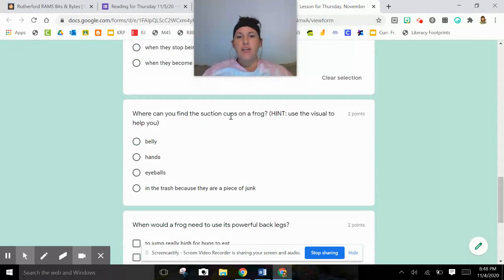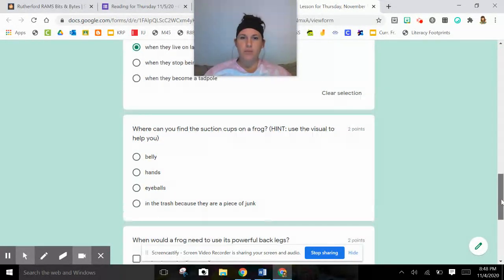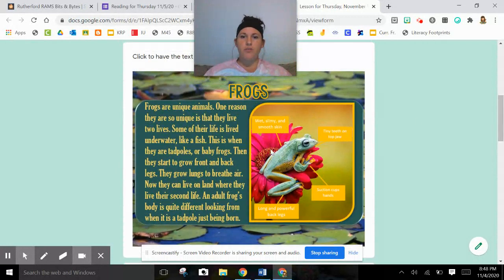Where can you find the suction cups on a frog? Hint, use the visual to help you. Oh, the visual. So we're looking for suction cups. Let's go to the visual, which is that beautiful picture. It's what our eyes like to look at. Our eye definitely is drawn to this picture of this frog.